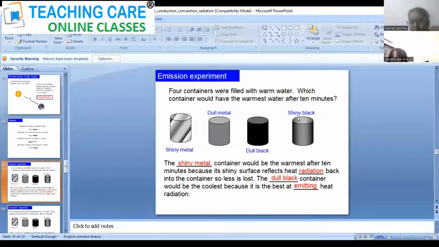There are four containers: shiny metal, dull black, and shiny black. Okay, so we are going to fill warm water in everything. Now after 10 minutes, which one feels warmer? Ma'am, dull black. Why do you say dull black? Ma'am, because the dark color absorbs the heat.